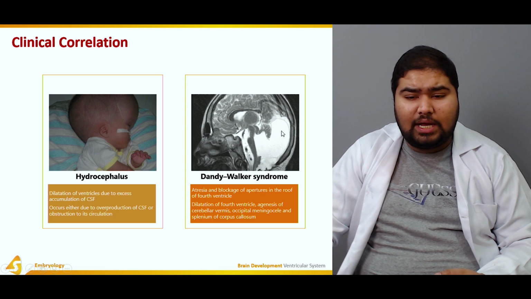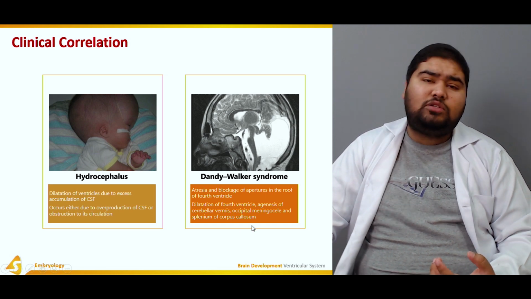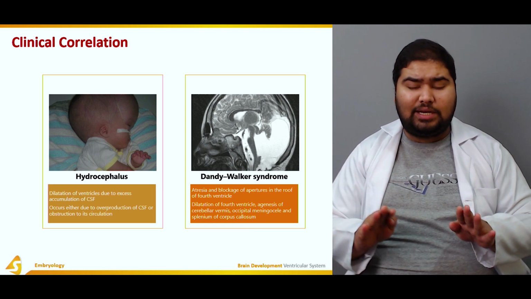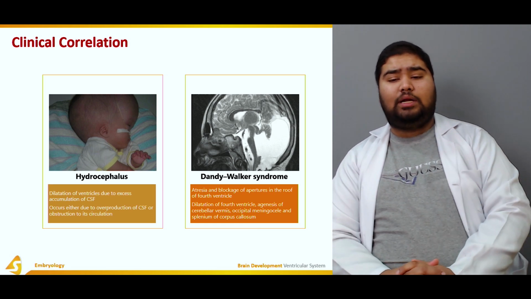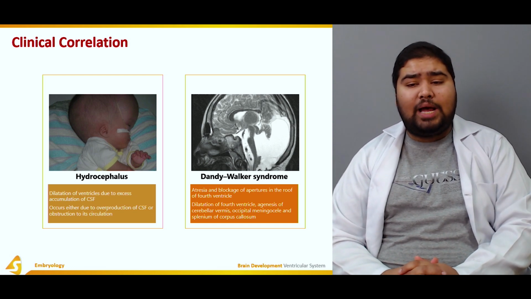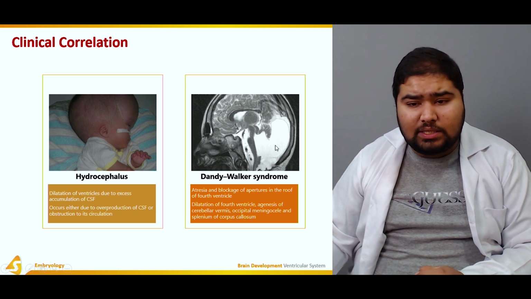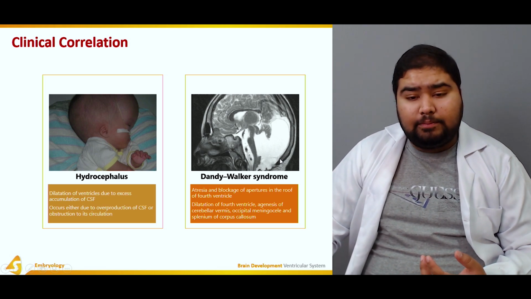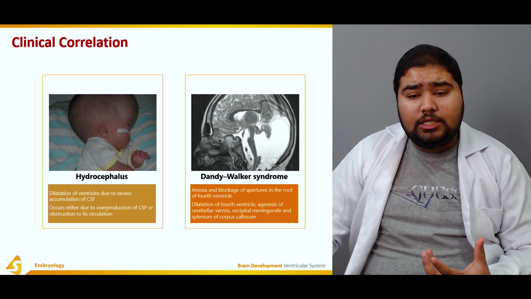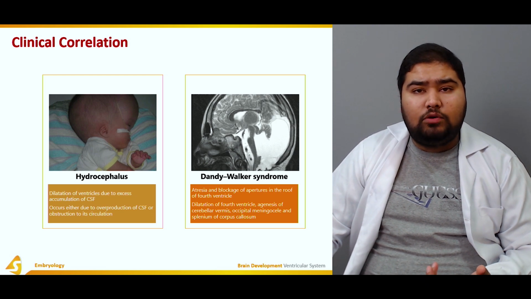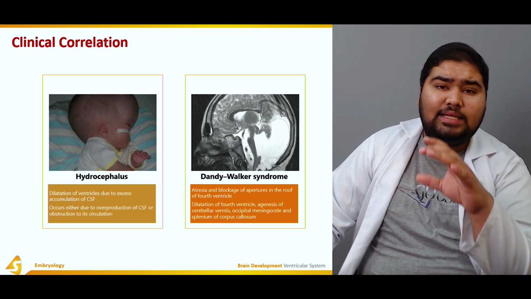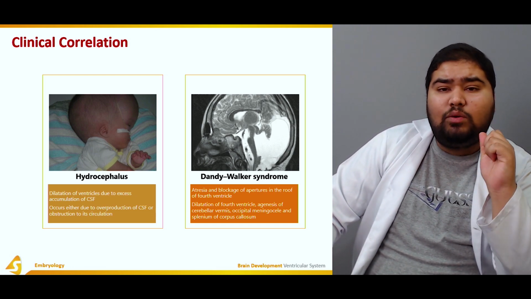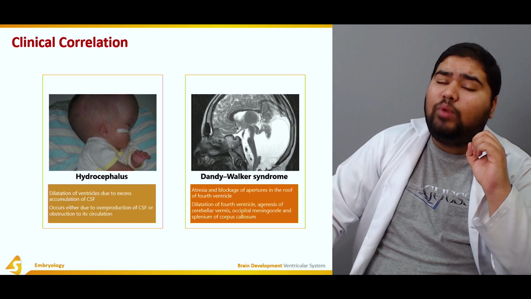Here you can see the dilated part. There is agenesis of the cerebellar vermis, because this is the area that surrounds the fourth ventricle. There might be an occipital meningocele. Here you can see this is an occipital meningocele, and the splenium of the corpus callosum may be visible. So these are the changes that occur in Dandy-Walker syndrome.